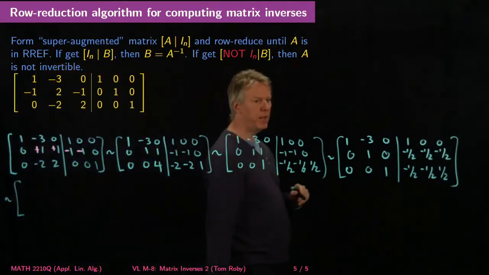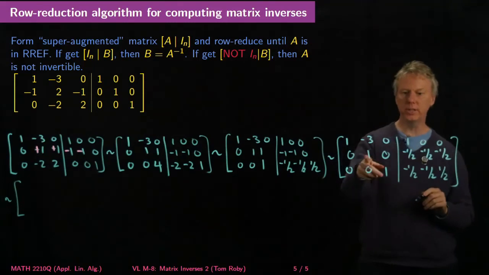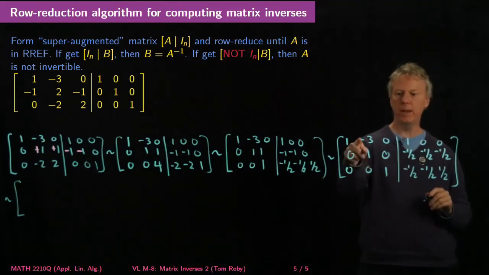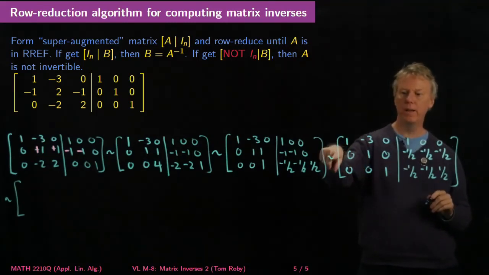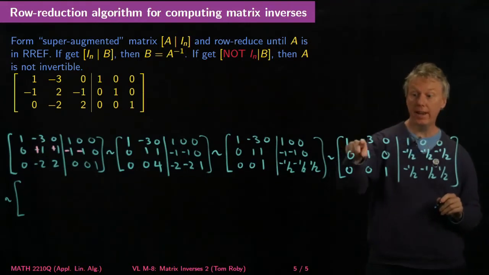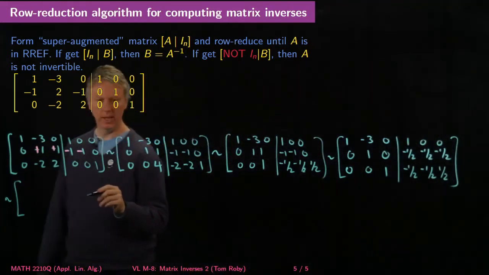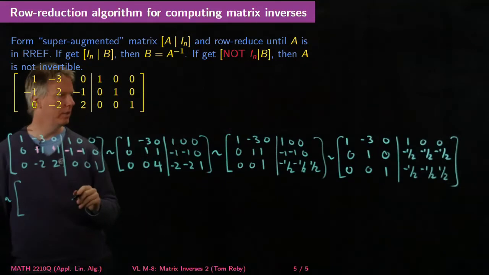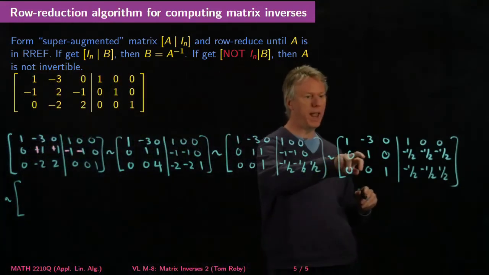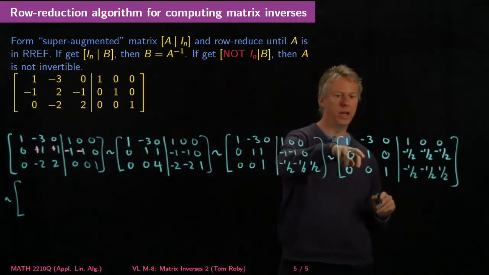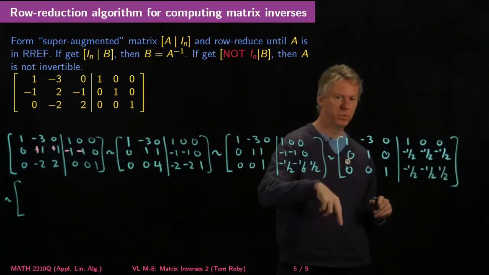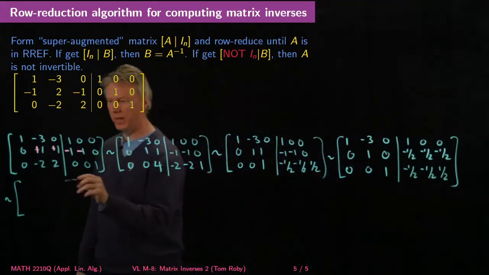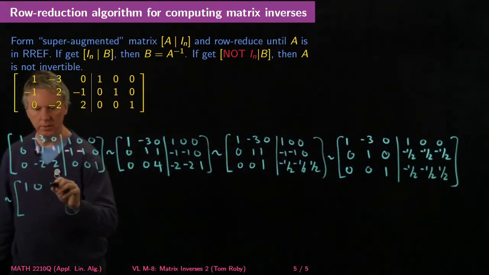All right, what do I want to do next? Thinking about it strategically, this is good. Now I just need one more step and I'll be done, right? I just need to multiply this row by 3 and add it to the top row. So what's going to happen when I do that? When I multiply by 3 and add, I'll just get 1, 0, 0 there. So that's easy. 1, 0, 0.